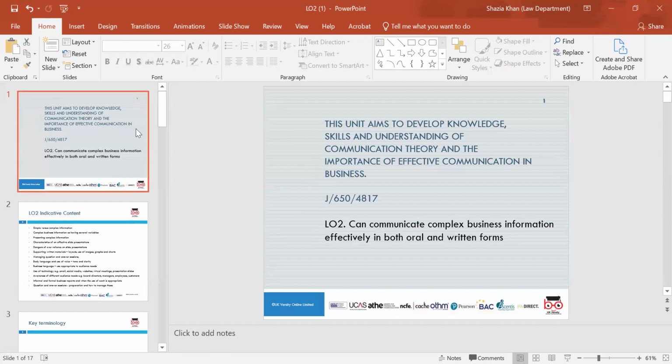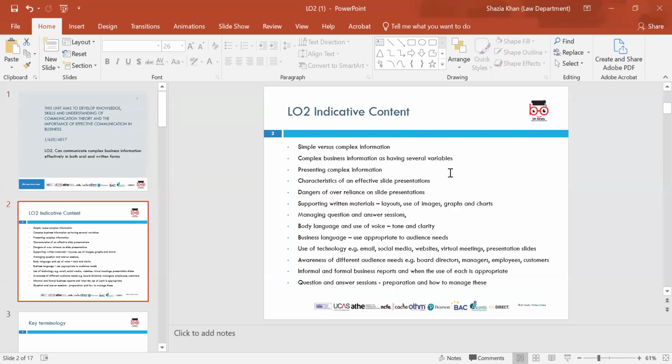Okay, so now we're going to go on to learning outcome 2. I've just briefly identified what learning outcome 1 was, what we did yesterday. Learning outcome 2 is looking at communicating business information effectively in both oral and written forms. So the indicative content is simple versus complex information. So how we get information across. Complex business information is having several variables. We're looking at presenting complex information.